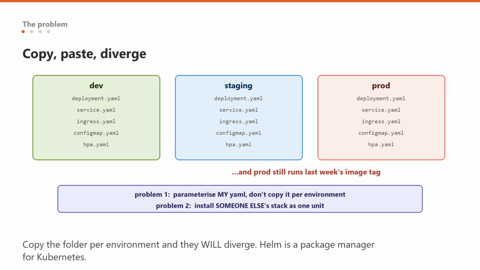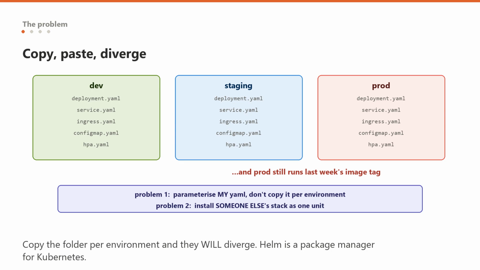And it gets worse when you want to install somebody else's software. You want Postgres in your cluster. That is not one YAML file. It is a stateful set, a service, a headless service, a config map, a secret, a pod disruption budget, an RBAC role. Are you going to write all of that from a blog post and maintain it? So there are really 2 problems here. 1, parameterize my own YAML so I do not copy it per environment. 2, install and upgrade somebody else's stack as a single unit.